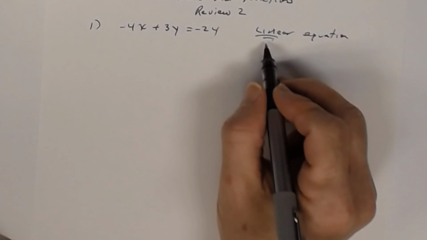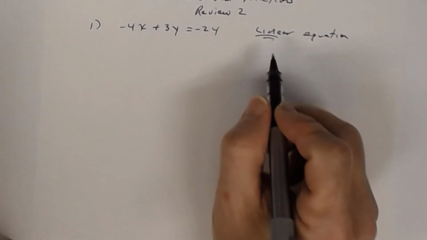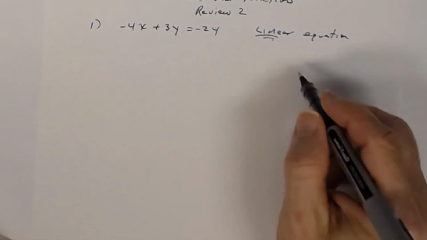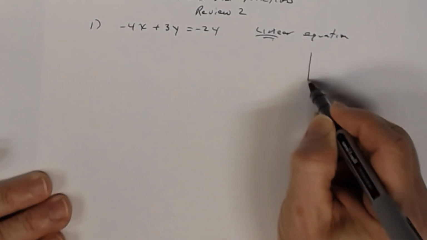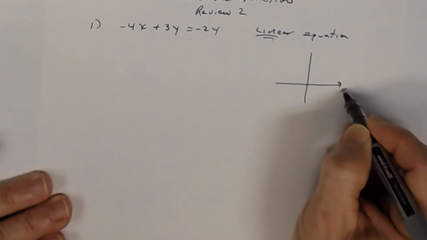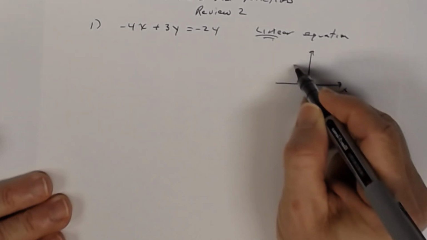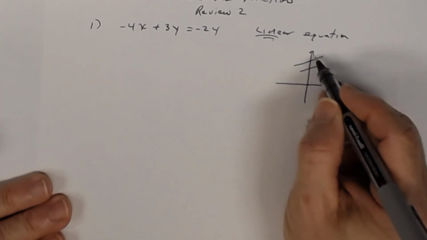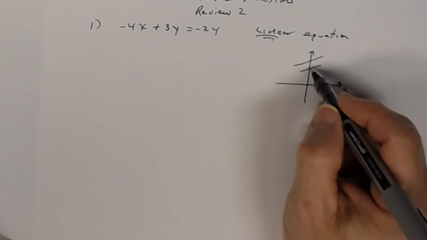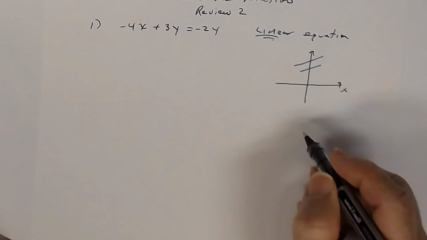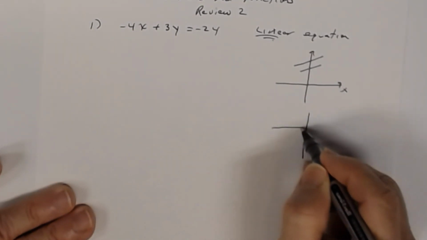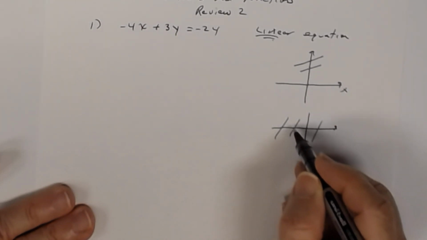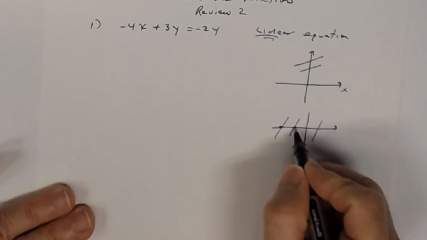And remember, to graph a line you need at least 2 points. Well, the points they want you to use are the intercepts. In our lessons we learned that wherever a graph crosses the y-axis, that's the y-intercept. And wherever a graph crosses the x-axis, those are x-intercepts.